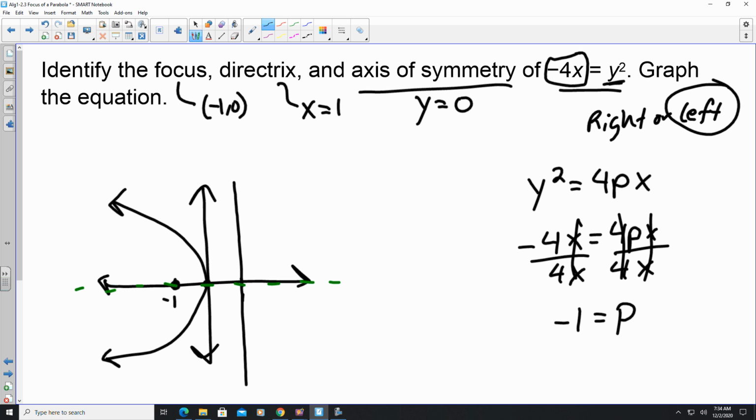So anytime my graph goes right or left and my vertex is at the origin, my axis of symmetry is going to be y equals 0. When it goes up or down, it's going to be x equals 0 when my vertex is at the origin.